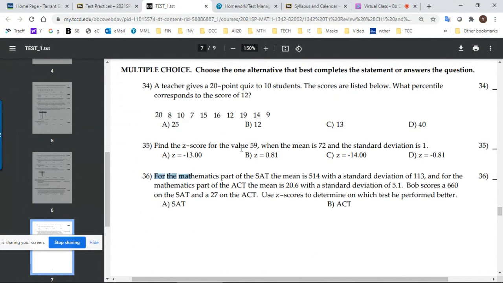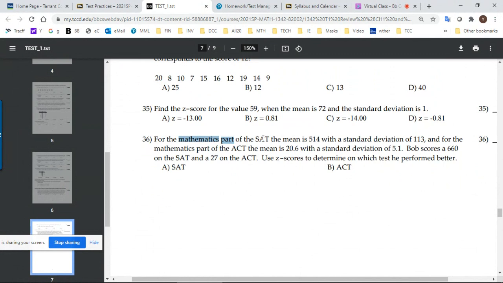Okay, number 36 here is finding z-score, should be pretty easy. The last one right here is for the math SAT and ACT. For the SAT, the mean is 514 with a standard deviation of 113. For the math part of the ACT, the mean is 20.6, standard deviation is 5.1. Bob scores 660 on SAT and 27 on ACT. We want to see which test Bob did better.